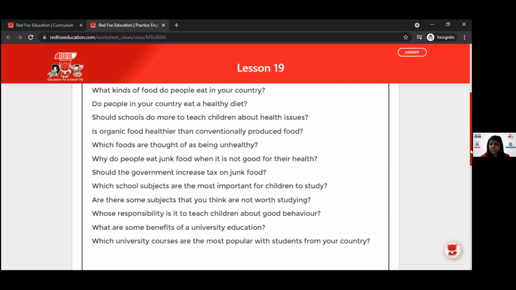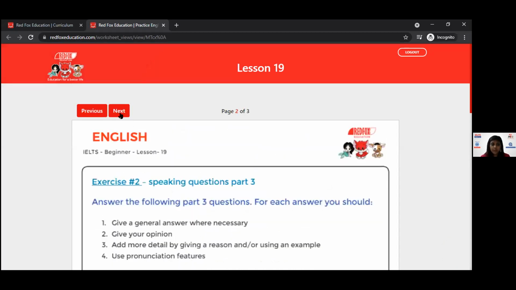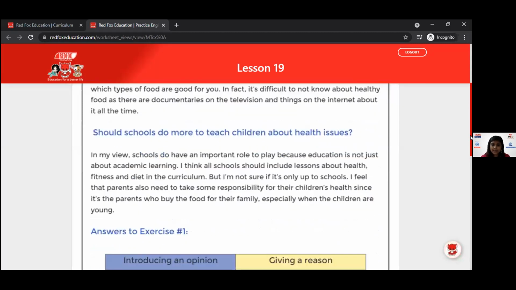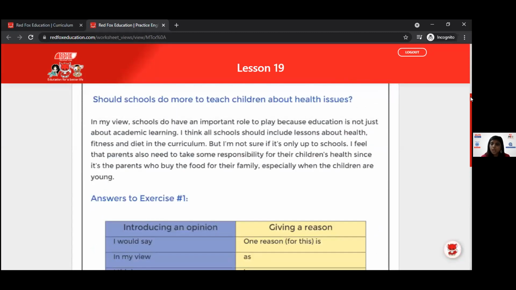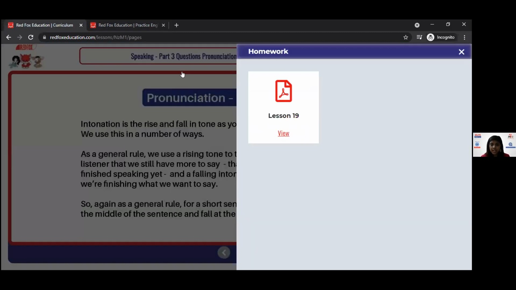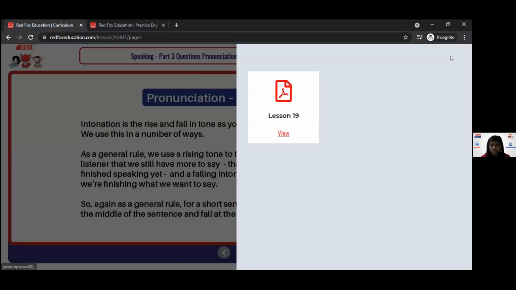So this is how your question goes, and then you also have answer scripts, sample answer scripts, that will really help you. So you have answers to every one of the worksheets. So this is how the course basically is structured.